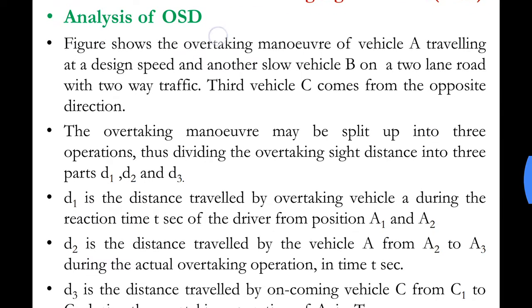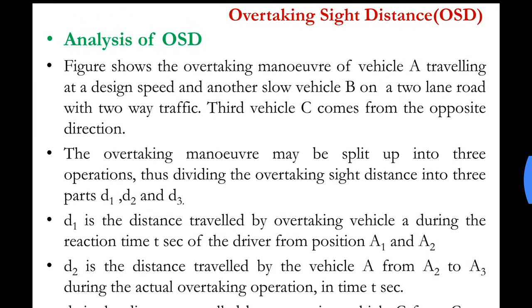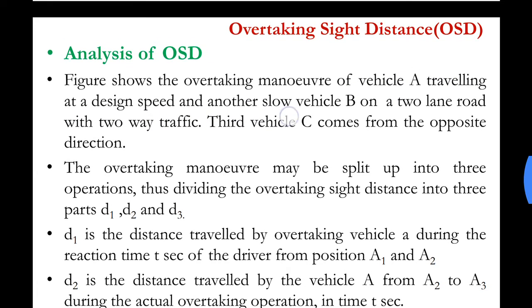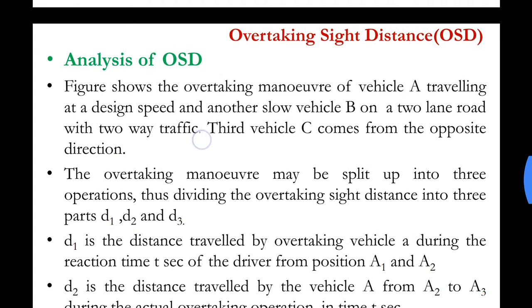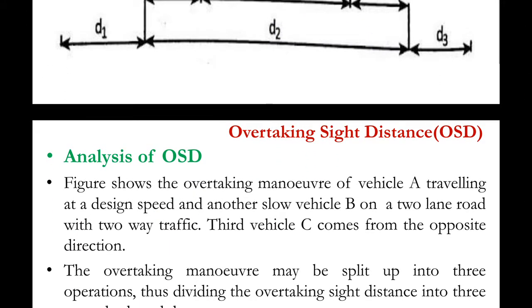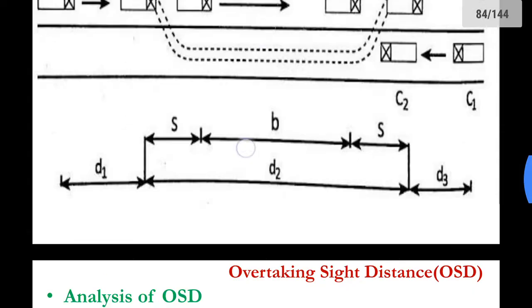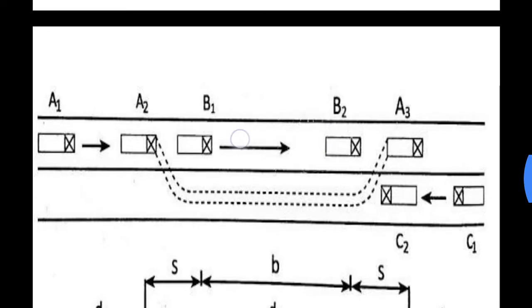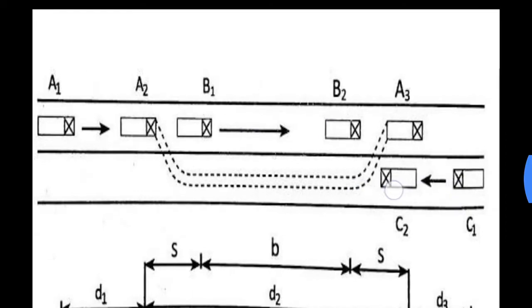Analysis of OHD. The figure shows the overtaking maneuver of vehicle A traveling at a design speed and another slow vehicle B on a two-lane road with two-way traffic. We can see that here. A third vehicle C comes from the opposite direction. Vehicle A is traveling at design speed, vehicle B is traveling at a slower speed than the design speed, and vehicle C is also traveling at design speed but from the opposite direction.